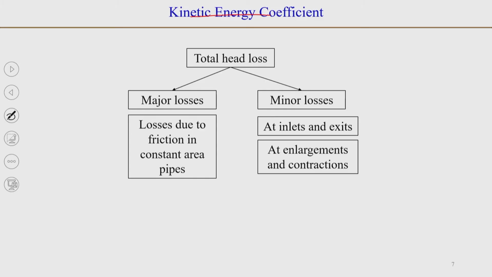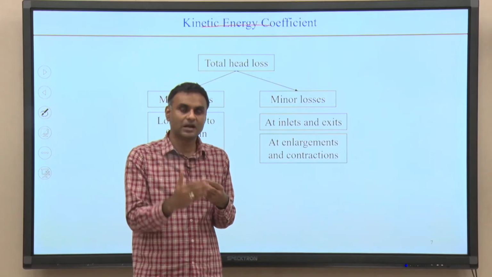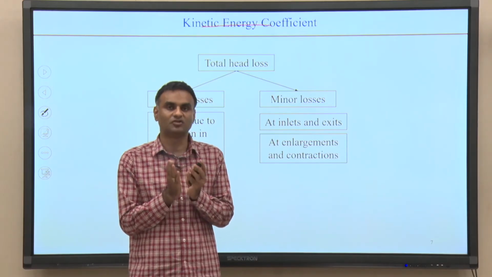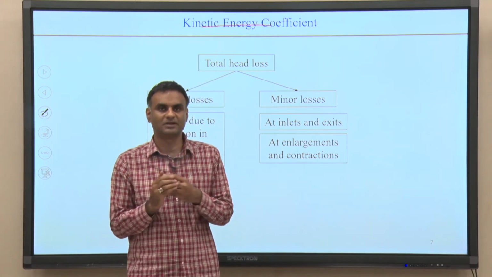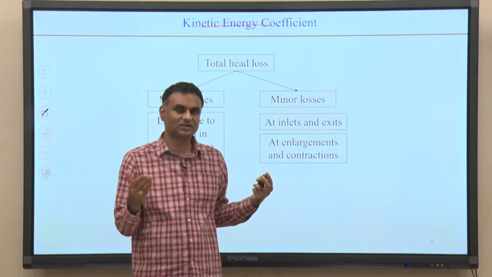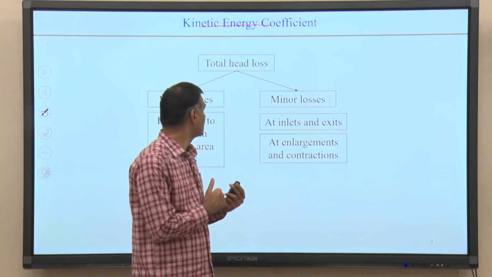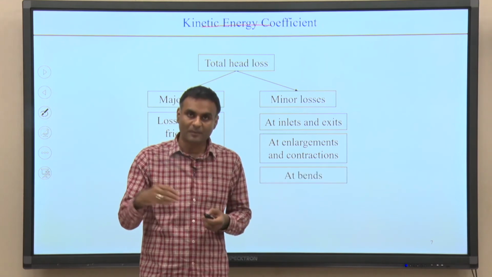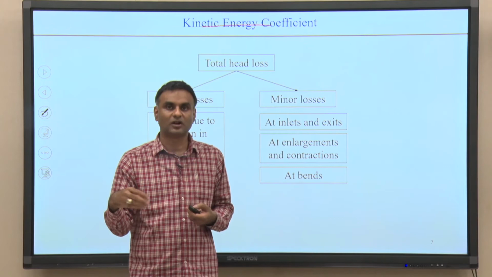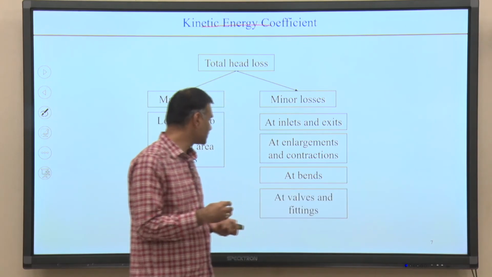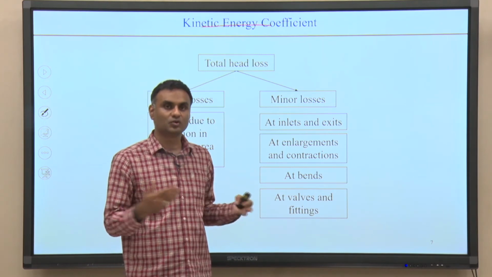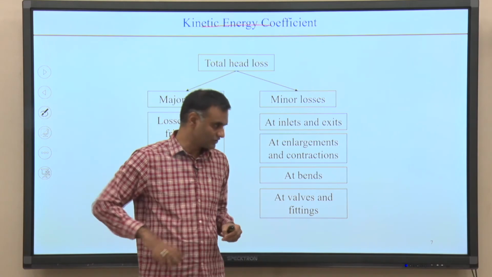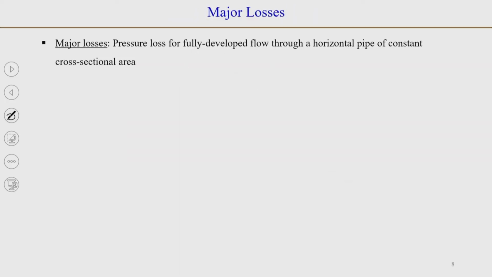Then we have reducers and expanders. When the diameter of the pipe is changing, it may change suddenly or gradually. So, you will have an enlargement or a reduction in pipe diameter. The losses at reducers and expanders will again come in minor losses. Then you will have a number of bends in your pipelines. The losses at the bends will come in minor losses, and you will have a number of valves and fittings, etc. Those will also come under minor losses. Okay. So, let us look at the major loss.